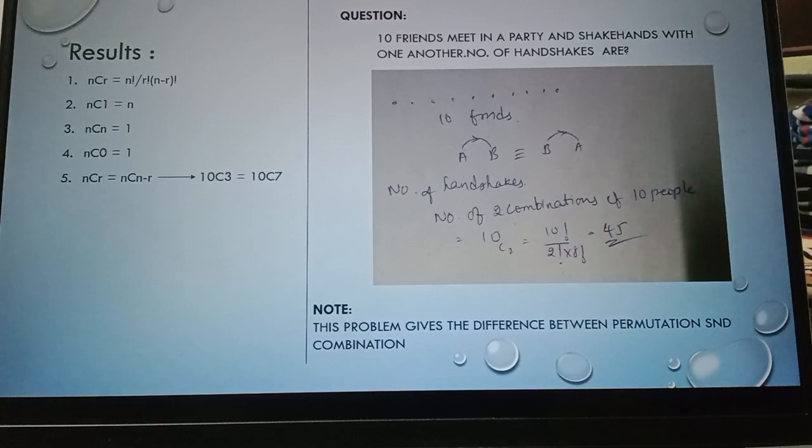If both are distinct, that means one is not equivalent to the other, like if a boy is giving chocolate to another boy on his birthday, that is different from the other boy giving chocolate to him. In such an example we can take permutation, but in the previous example we took combination. So this problem gives the difference between permutation and combination. I hope you all understood.